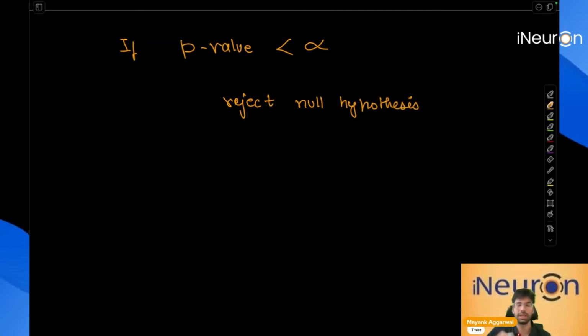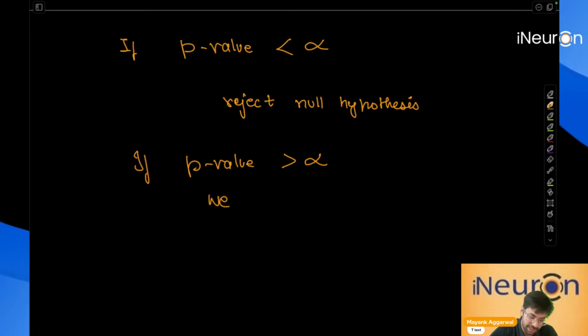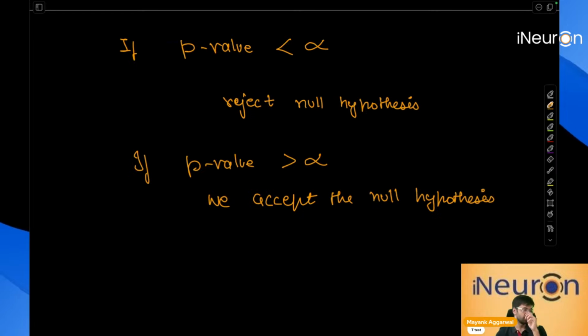But on the other hand, if the p value, the probability, is greater than the probability of the area where we are rejecting the null hypothesis, we accept the null hypothesis. I hope the p-value is clear, each and every one of you. What exactly p-value means? Anyone has any doubt here?